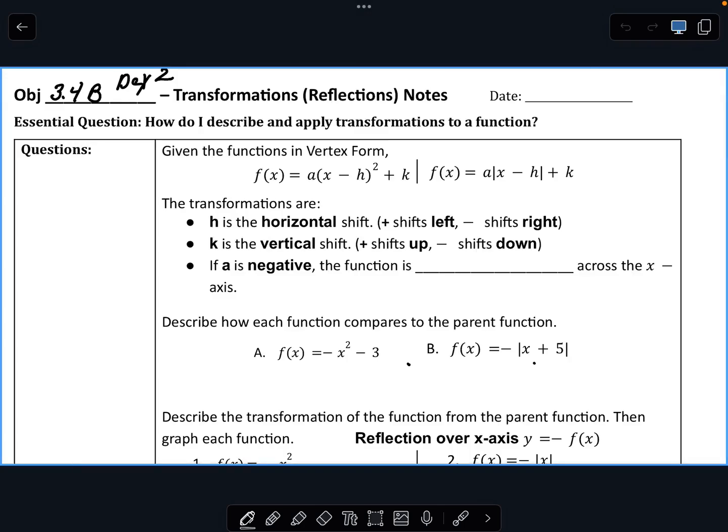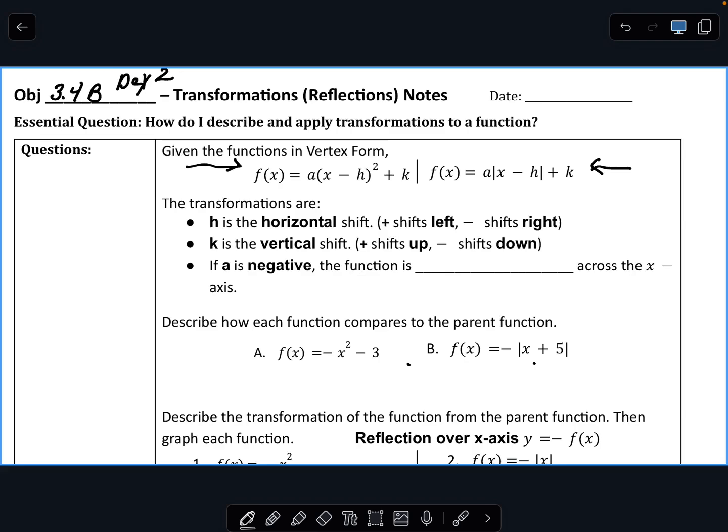I'm going to talk about a transformation called a reflection. So we're going to answer the essential question, how do I describe and apply transformations to a function? Remember, we're going to be talking about absolute value or quadratic functions. So remember what their vertex forms look like, okay?